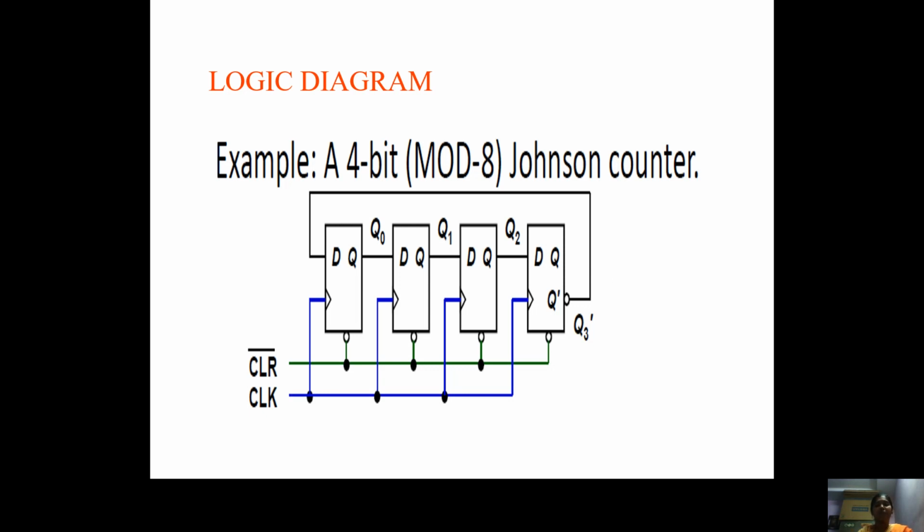Logic diagram of a 4-bit modulus 8 Johnson counter, which is a synchronous counter. We are using D flip-flops here, and the complement output of the last stage is fed back to the input of the first stage. A clear signal has been applied to all flip-flops to reset them to the initial condition before the application of the clock signal.